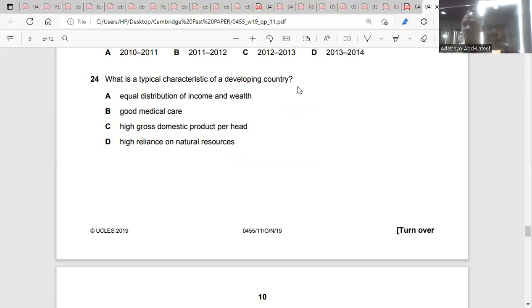Reliance on natural resources, and which is primary economy. Primary sector, yes or no? What does reliance mean? Relying, like they depend on. Yeah. 25.